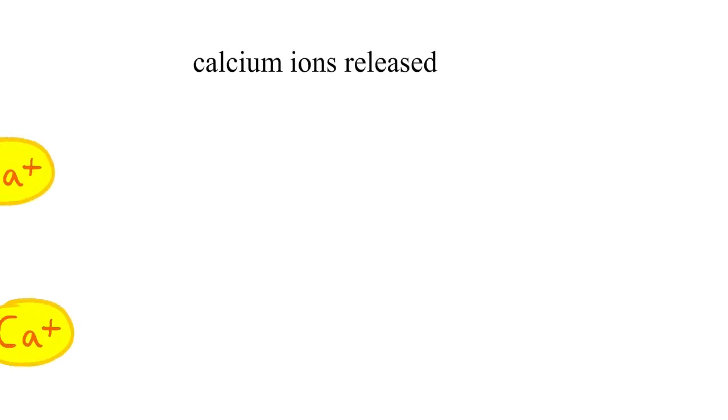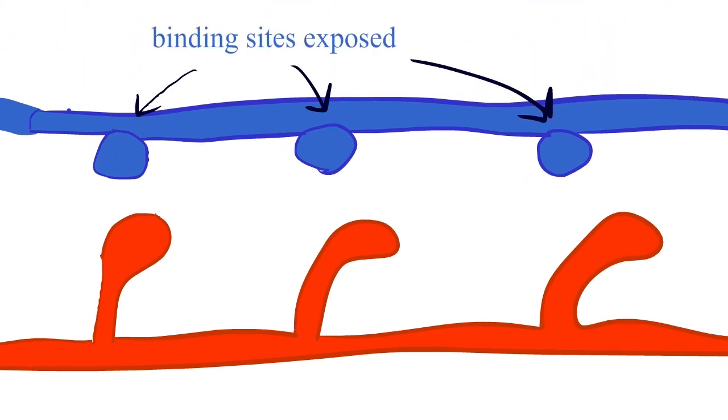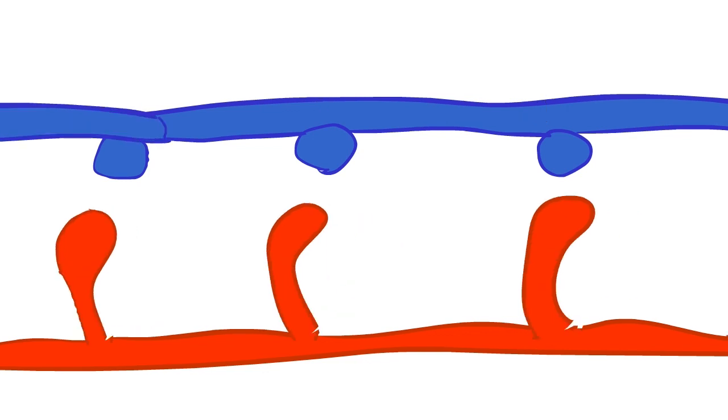This triggers the sarcoplasmic reticulum, a network of membranous sacs within the muscle fibre, to release stored calcium ions in the muscle cell. The calcium ions then bind to tropomyosin, a regulatory protein. The binding of calcium ions to tropomyosin causes a conformational change, exposing the binding sites on the actin filaments.